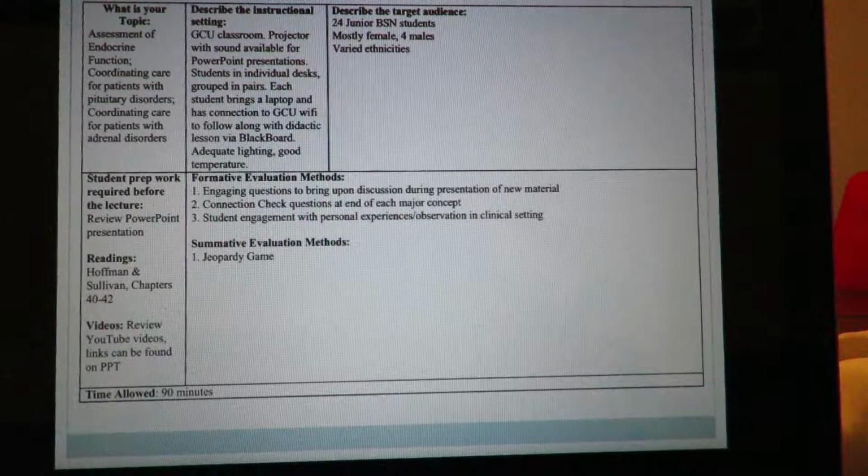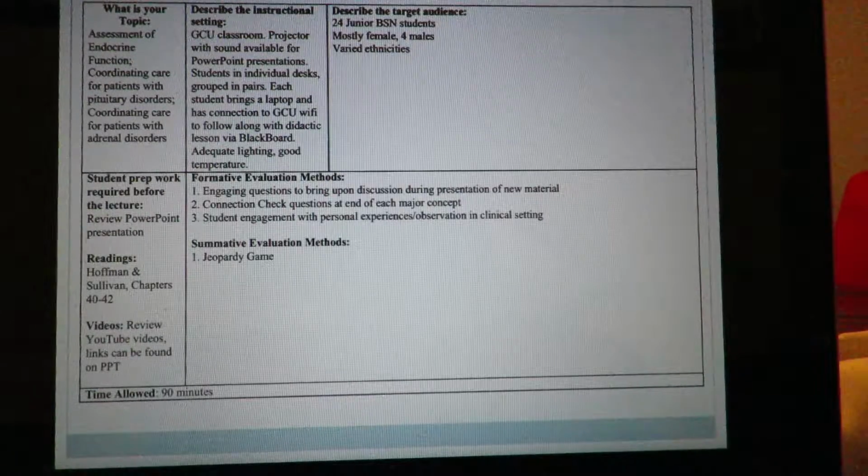For the formative, I engaged the students by asking different questions throughout the presentation to bring upon discussion. I use multiple choice connection check questions after every major concept to assess student understanding. And I also used student engagement by giving my own personal experiences and encouraged students to talk about their observations in clinical settings. So if they had a patient that mimicked one of the disorders that we discussed, we went into further elaboration of that disorder.